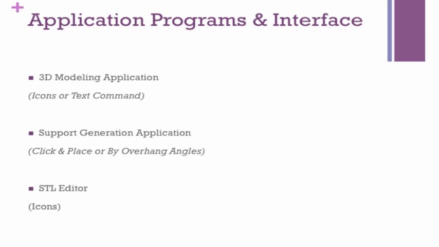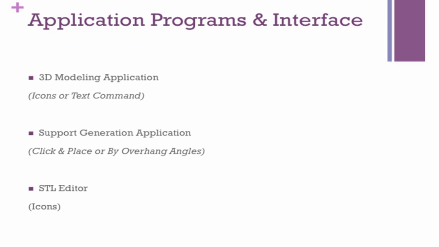Next we have the application programs and interface. Applications are what you can do with this software, whether it is to create the 3D model, to create the supports needed for 3D printing, or to edit an STL file that you have got from somewhere. The interface for such 3D modelers is mainly icon-based: we click and then you just draw. Another type of interface that you might find is a text command, in which you have to type in the command as text before the function or tool appears.